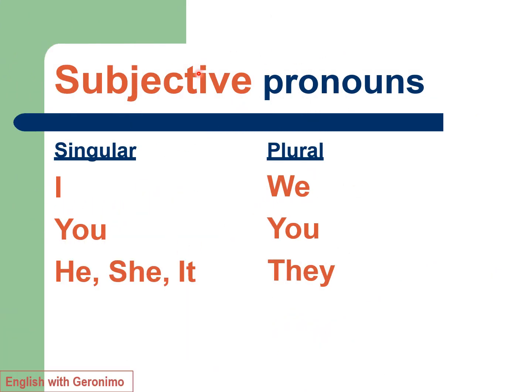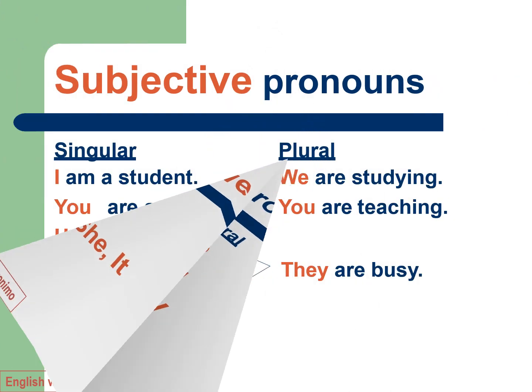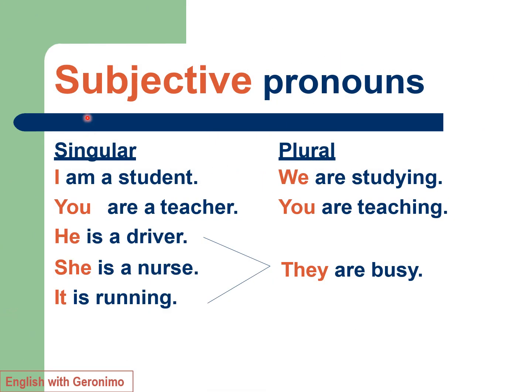Now, as subjective pronouns, here we could use the singular pronouns I, you, he, she, and it. As plural subjective pronouns, we can use we, you, and they. Okay, let's have example sentences of subjective pronouns. Now, first the singular sentences.